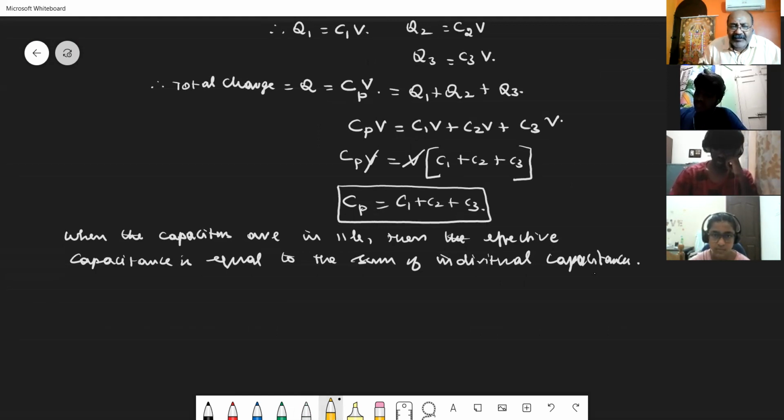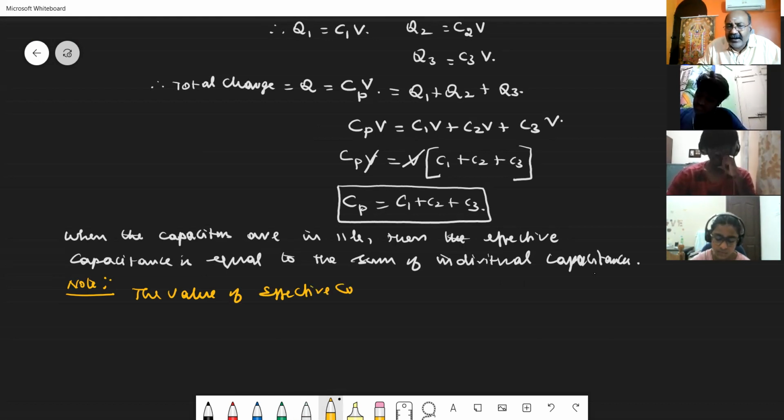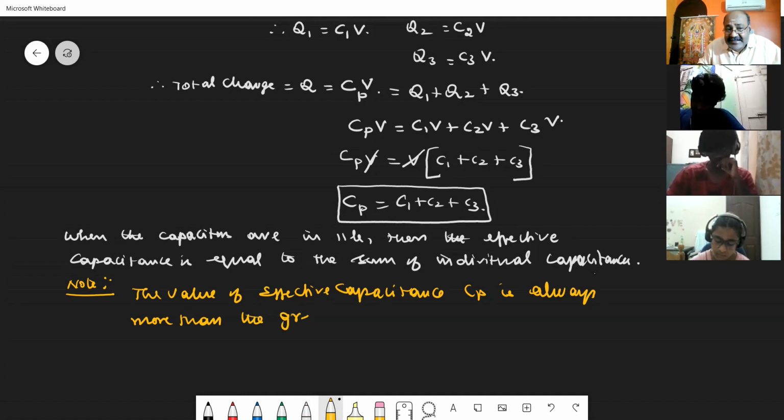So what will happen to the value? Therefore, we can say the value of the effective capacitance Cp is always greater than the greatest of the individual capacitances.